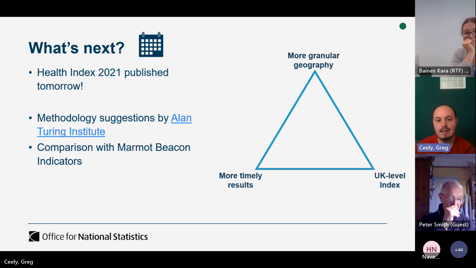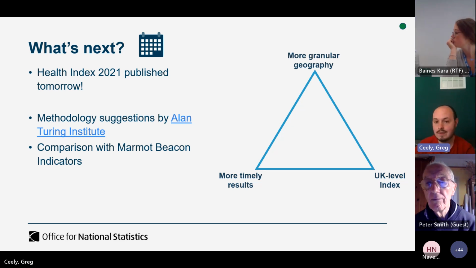Overall, there are 3 key themes which our user feedback keeps highlighting as areas for us to improve. And these are not mutually exclusive. They're shown on this triangle here, but they do all require resource to explore what's possible and not. So it is likely they will not all progress uniformly. However, our overall goal is to have a more timely UK level health index that's available to greater geographical granularity than present.